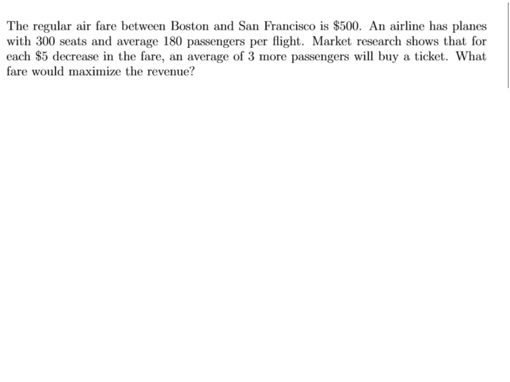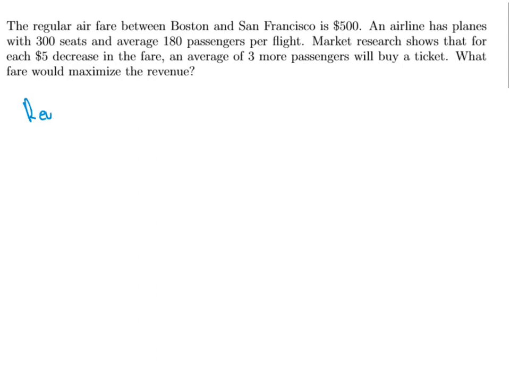Alright, and then our third and final example in this video says the regular airfare between Boston and San Francisco is $500. An airline has planes with 300 seats and the planes average 180 passengers per flight. Market research shows that for each $5 decrease in the fare, an average of 3 more passengers will buy a ticket. What fare would maximize the revenue? Okay, so we want to maximize the revenue.